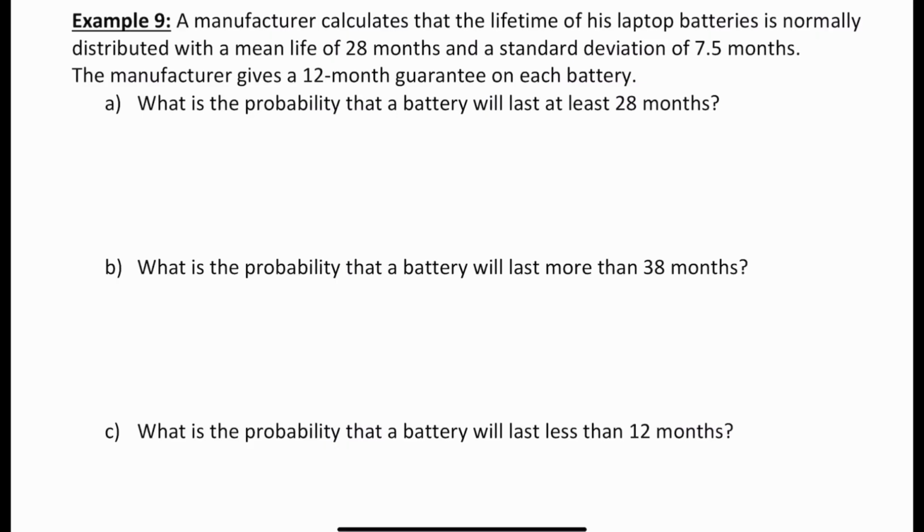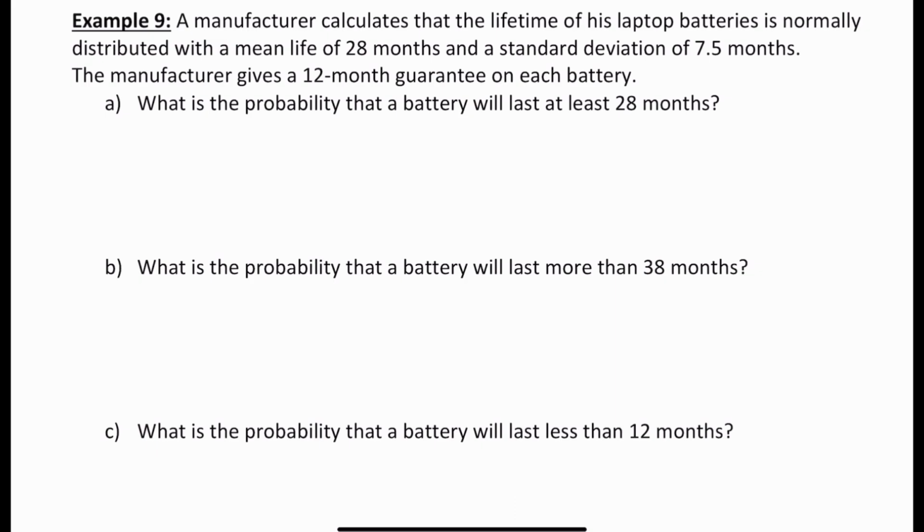In this video, we're going to go over an example of normal distribution. So for those of you who don't know what normal distribution is or how to find it in your calculator, I strongly recommend that you watch the first video that I did on normal distribution and then watch this one.